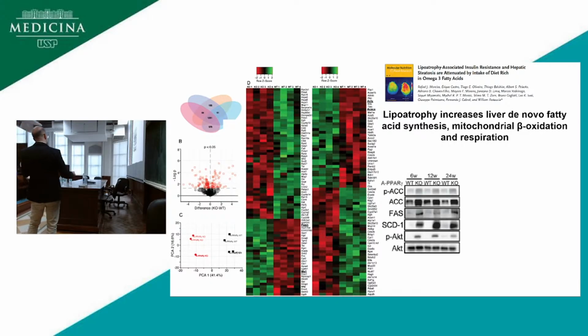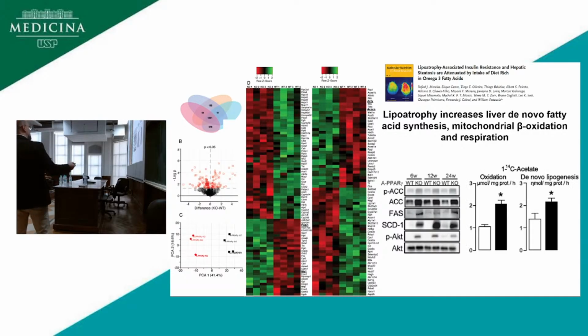To confirm this proteomic analysis, we measured de novo lipogenesis by Western blot and by metabolic assays. As you can see here, the lipoatrophic mice show a marked increase in liver content of acetyl-CoA carboxylase, fatty acid synthase, and stearoyl-CoA desaturase, which are enzymes involved in de novo lipogenesis. This was also associated with an increase in phosphorylated AKT, which is an important inducer of de novo lipogenesis in the liver of these mice.